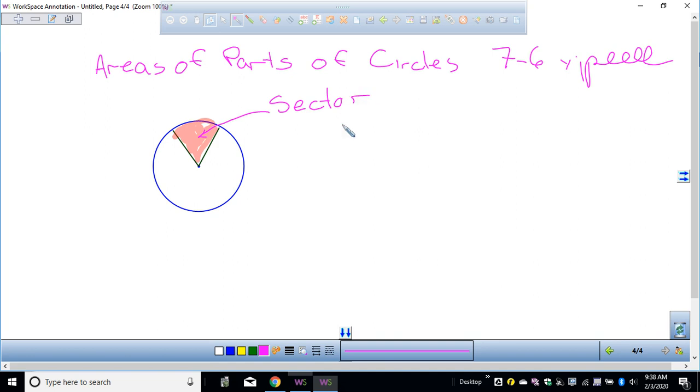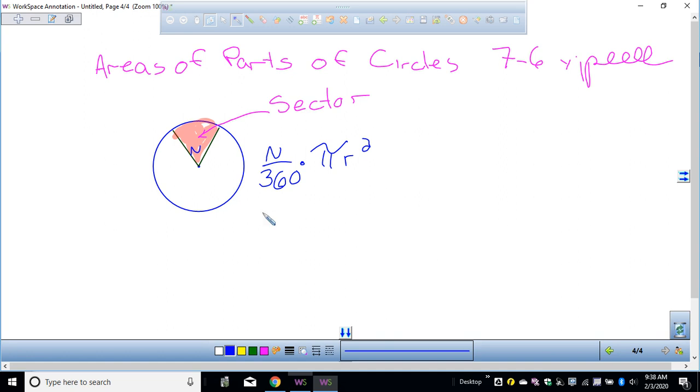This is very similar to arc length. And there's a formula. Anyone want to guess what the formula is? If I call this angle N, it's just N over 360 times pi r squared. That's how you find the area of a sector of a circle.